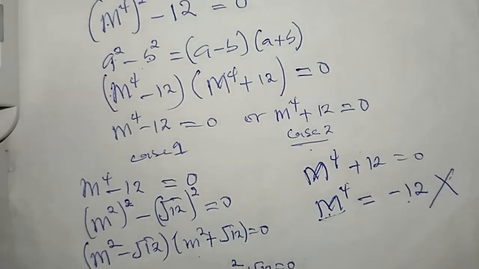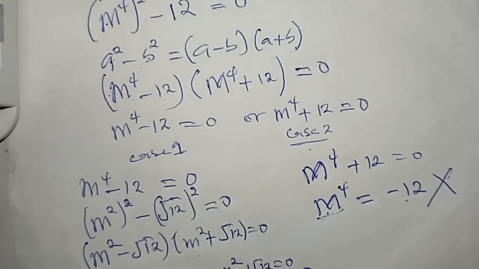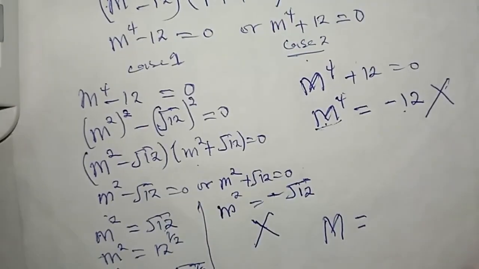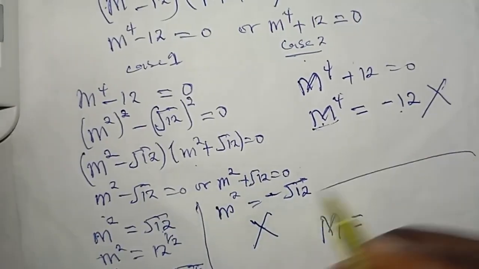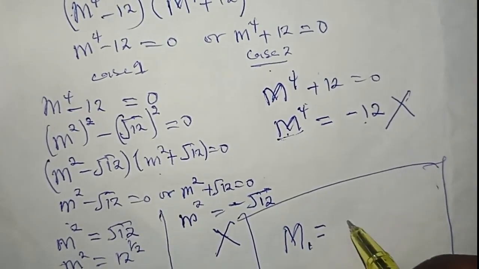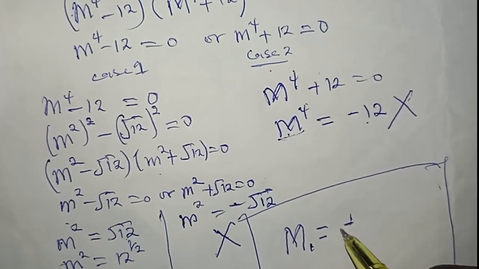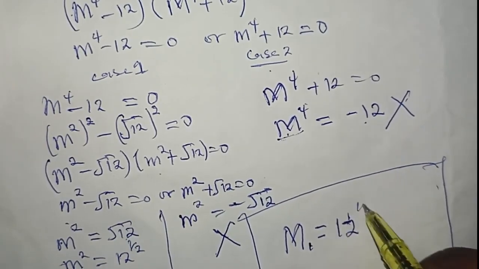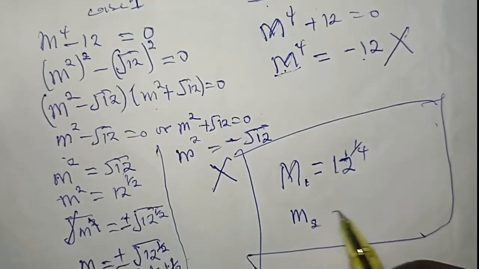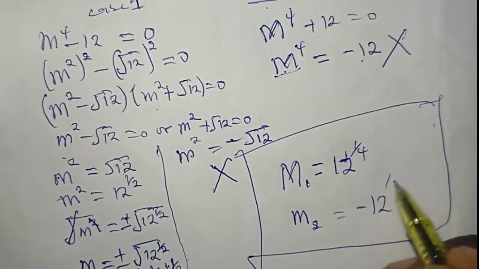And at the end of the day, you discover that the two real values which we've got is m equal to, let me just put it right here. So let me say m1 is equal to a positive 12 power 1 over 4. And then the second one, let's call it m2, is equal to negative 12 power 1 over 4.